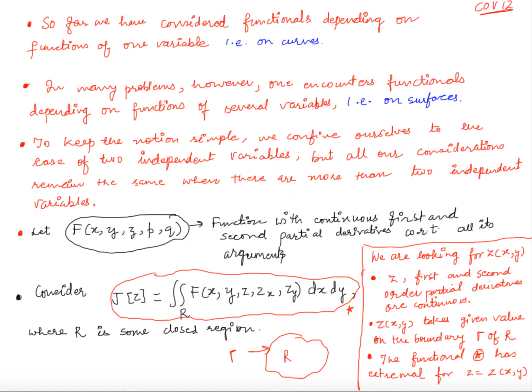Welcome to this 12th lecture on calculus of variations. In this lecture, we will look at a generalization of Euler's equation. In the last videos we derived Euler's equation, and in this current lecture we will have a generalization of Euler's equation that is called the Ostrogradsky equation.